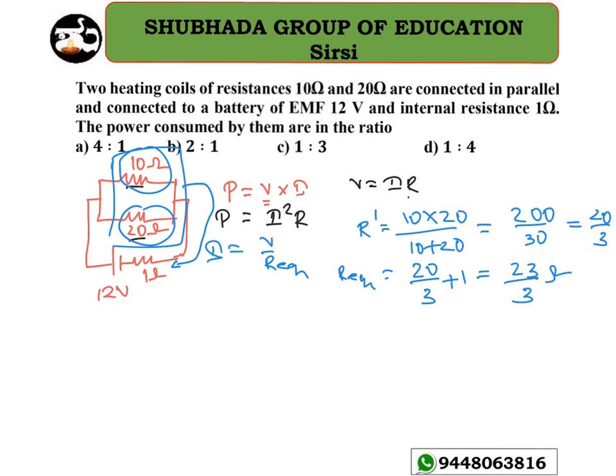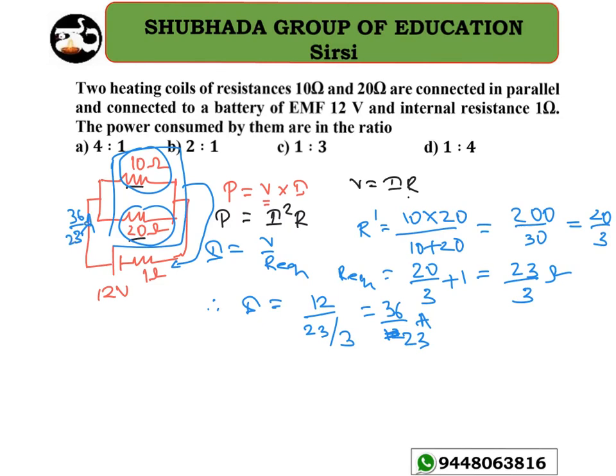Okay, so now to find the value of the main current, I is equal to V, which is 12 volt, divided by R, which is 23 divided by 3. Sorry, this must be 23 itself, right? So 12 threes are 36, divided by 23 ampere is the main current which is flowing like this. That is 36 divided by 23 ampere.